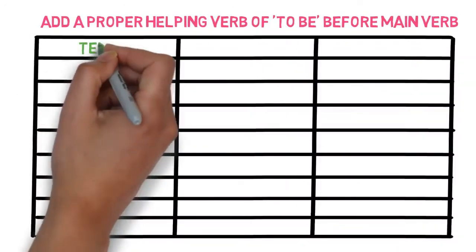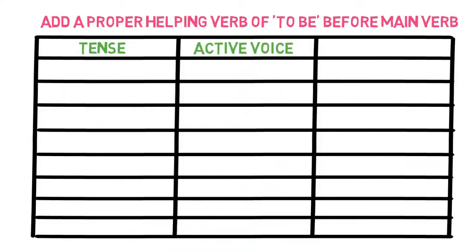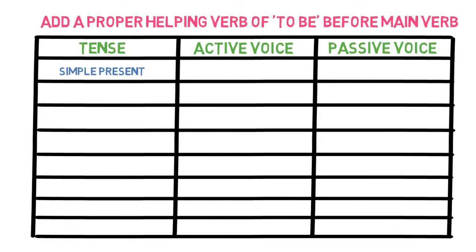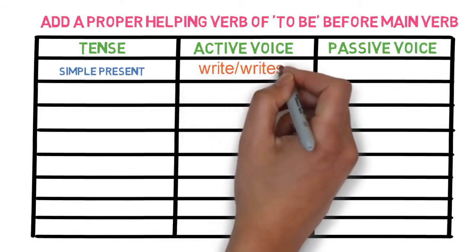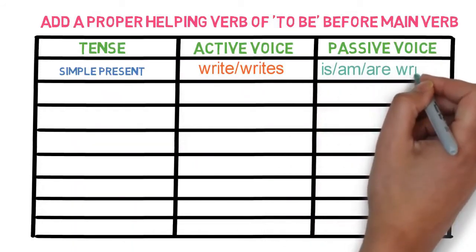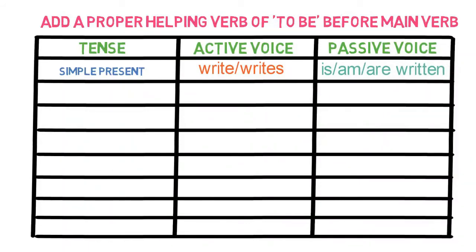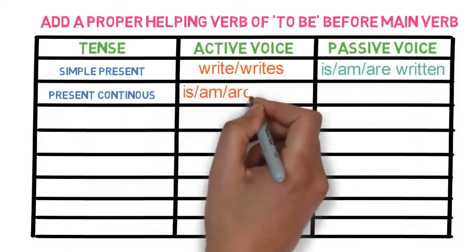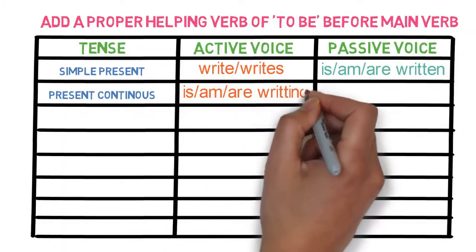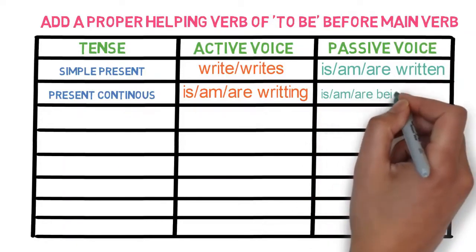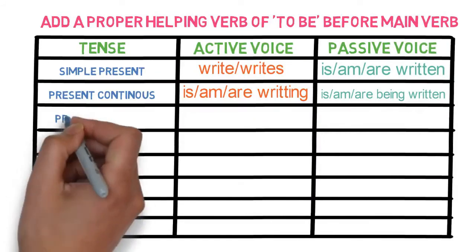For example, see the tenses. How is it used in the tenses in active voice and passive voice? First we will see the simple present tense. Simple present is write or writes in active voice. In the passive voice, it is is, am, are written. Then the present continuous tense: is, am, are writing. The ing form is used in the continuous tense, and in the passive, is, am, are being written.